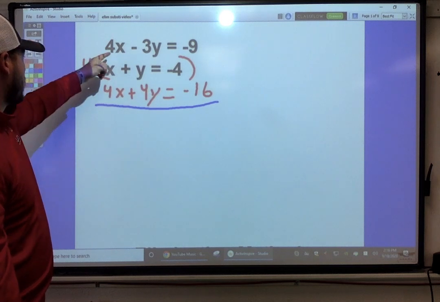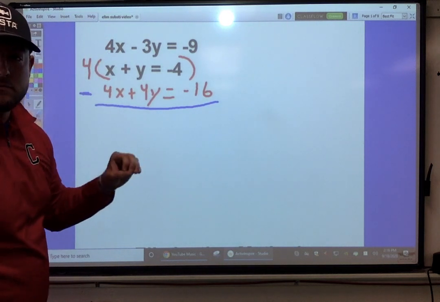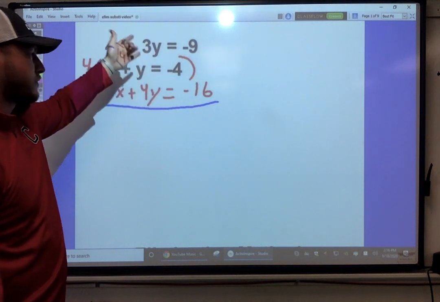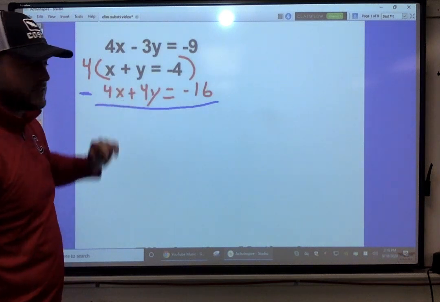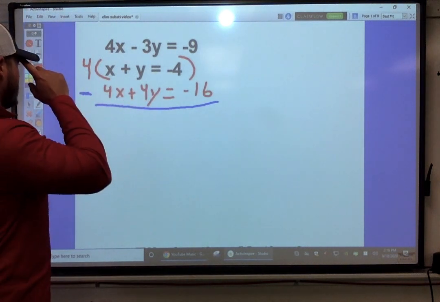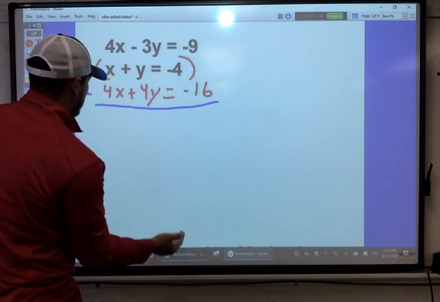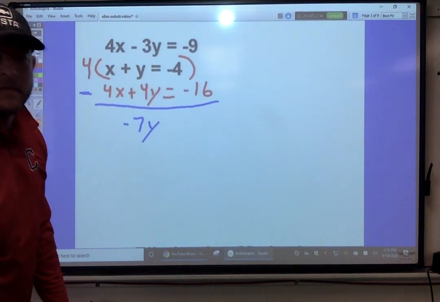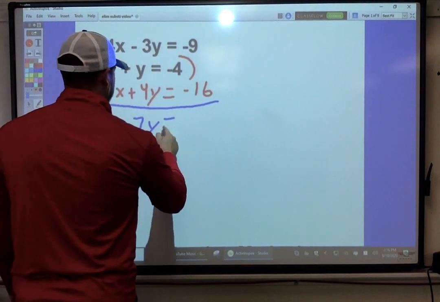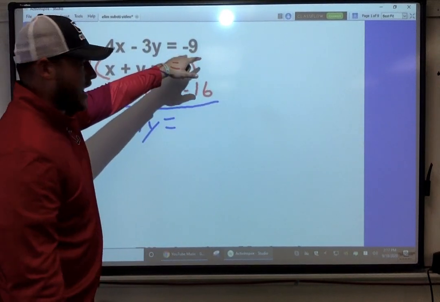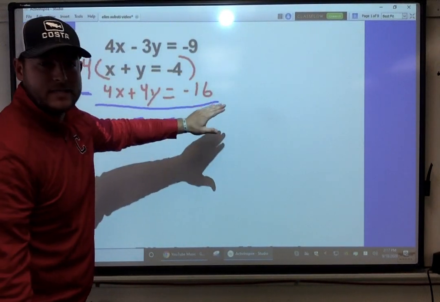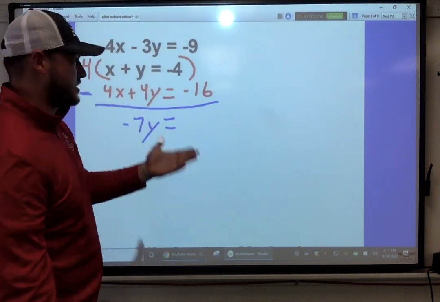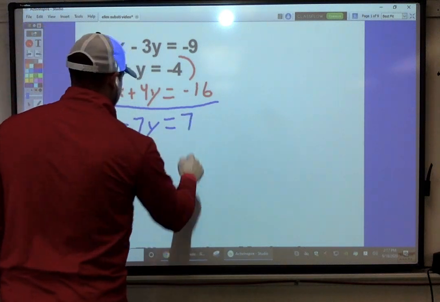So I'm going to subtract 4x minus 4x. That's 0, right? It goes away. We eliminate it. Negative 3y, so negative 3, minus a positive 4. Right? So that gives us a negative 3 minus 4 gives us negative 7y. Right? So now I've got my equal sign. And then be careful here. Negative 9 minus a negative 16. Negative 9 minus negative 16. So that technically becomes a plus 16. So that's just going to leave us with a positive 7.